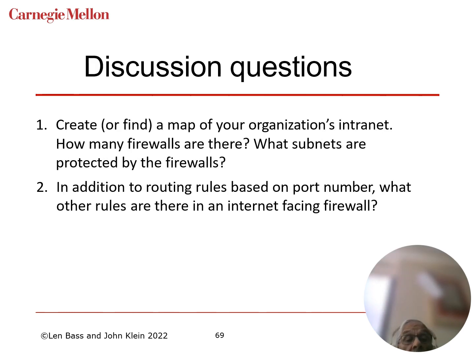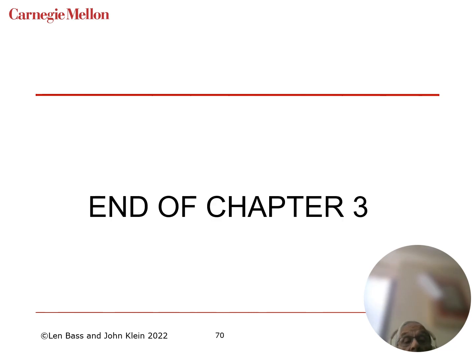So, discussion questions. What does your organization's intranet look like? How many firewalls are there? What subnets are there? Second question: in addition to routing rules based on port numbers, what other rules are there in a firewall? And distinguish that between the internet firewall and the one that protects the intranet. And that's the end of this chapter.